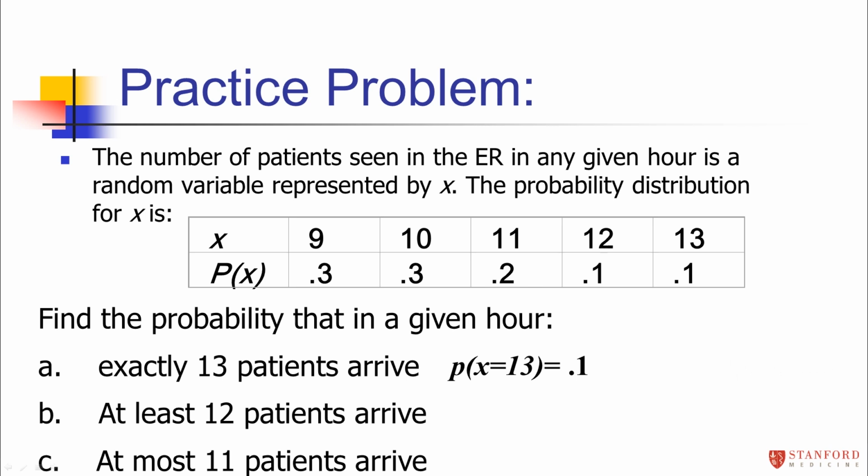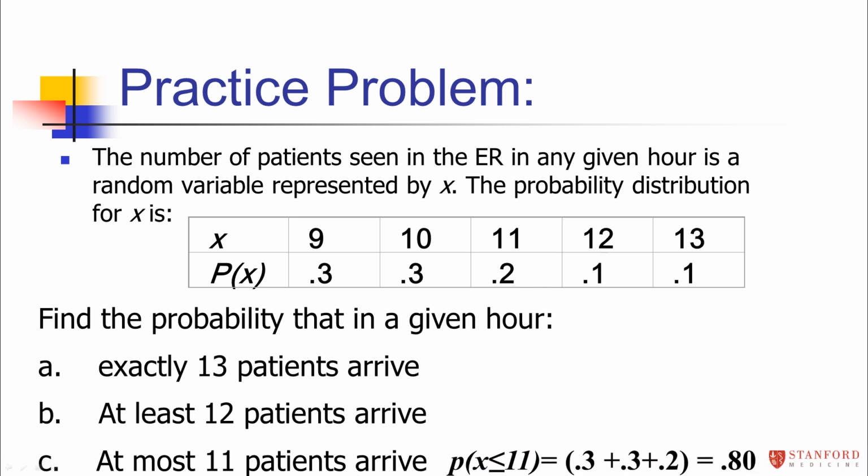What's the probability that at least 12 patients arrive? So now we're talking about a range of values. So that's the probability that either 12 or 13 arrive. So we would just add those 2 up. So the probability that at least 12 patients arrive is 20%. What's the probability that at most 11 patients arrive? Well, at most 11 would mean 9 or 10 or 11. So I add up those probabilities, and that turns out to be 80%. There's an 80% chance that at most 11 patients arrive.